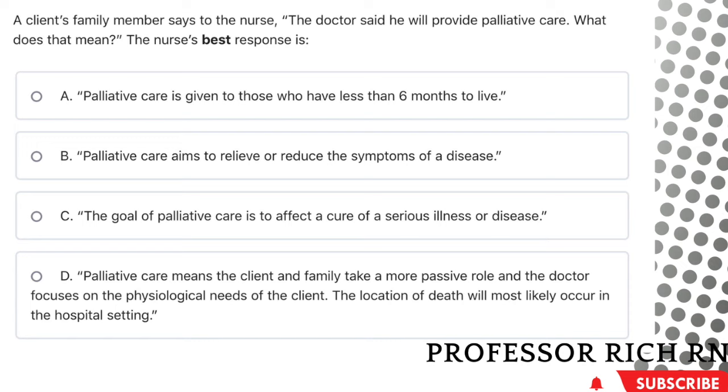So for this one, you need to know the difference between palliative care and what hospice care is as well, because some of those answers are intertwined with what we have here. So the correct answer on this one is going to be B. Palliative care aims to reduce the symptoms of the disease. All right, so if we look at the other ones, A, palliative care is in regards to 6 months. That's specifically talking about hospice. So we can rule that one out. And then B, of course, is the correct answer.